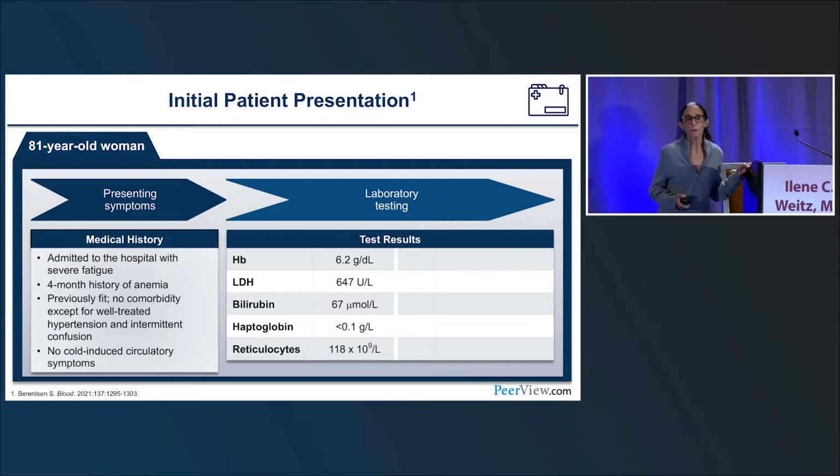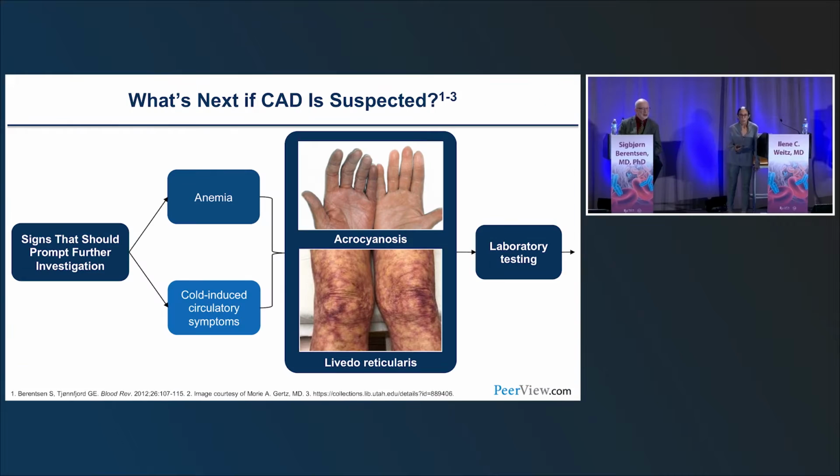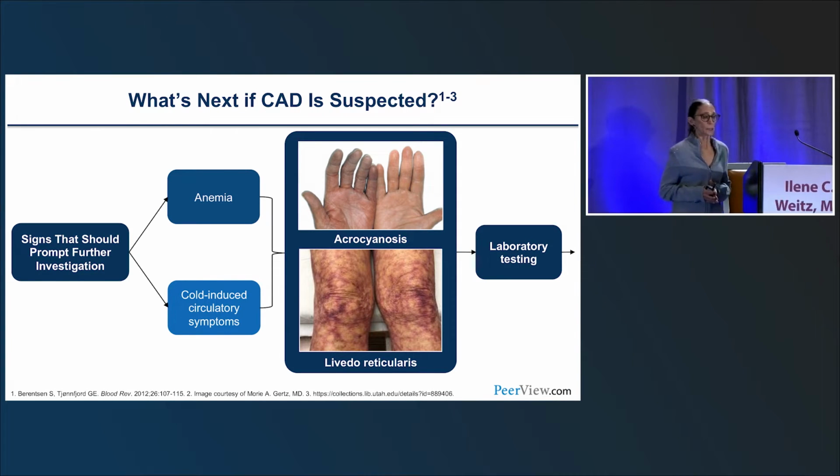On presentation, her hemoglobin was 6.2. Her LDH was 647, which was elevated. Bilirubin was elevated. Haptoglobin was low, and the reticulocyte count was modestly increased, probably inappropriately low for the degree of hemoglobin. So if you have a patient that you think has cold agglutinin disease, how should you work it up?